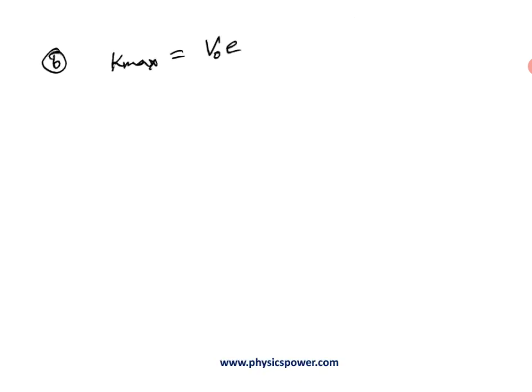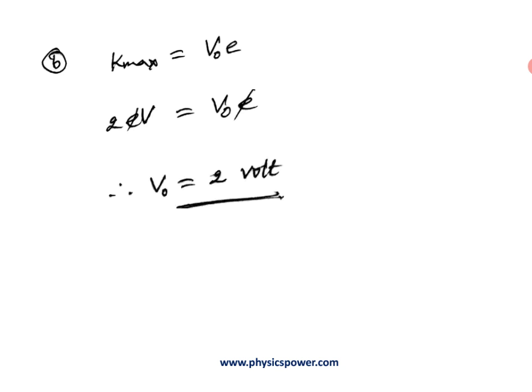maximum kinetic energy equals to stopping potential into charge. So from this you can identify B, that is stopping potential. So kinetic energy maximum 2 electron volt equals to stopping potential into charge. So charge gets cancelled. So therefore stopping potential is 2 volt.